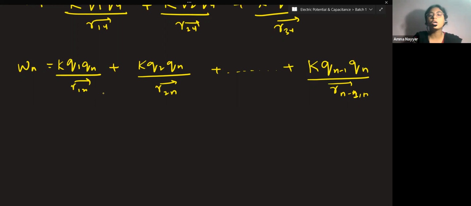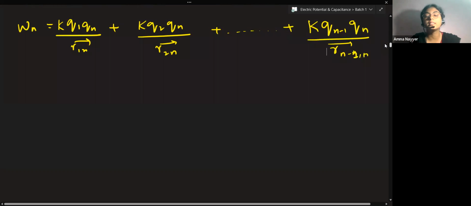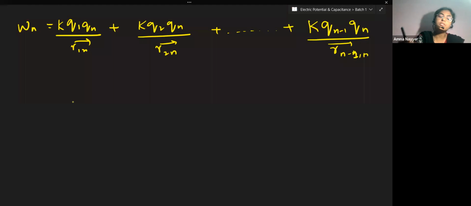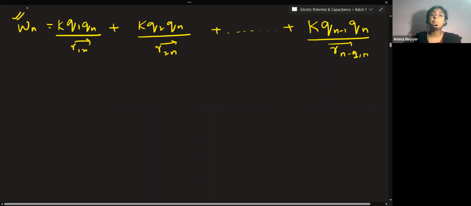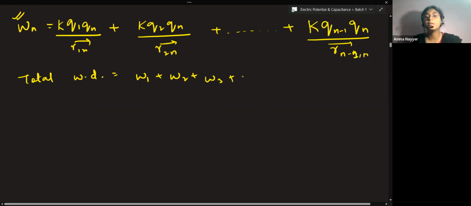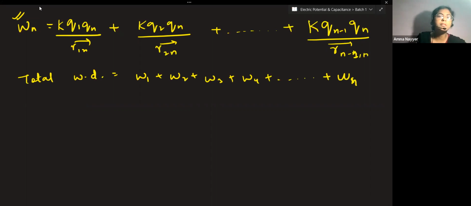So if I talk about the total work done to make the system, this is for the general case. If you are given any charge and you are asked to calculate the work done or the potential energy of this particular charge, then you can use this. But if you are asked the potential energy of the system, total work done will be W1 plus W2 plus W3 plus W4, up till Wn, all the n number of charges present.